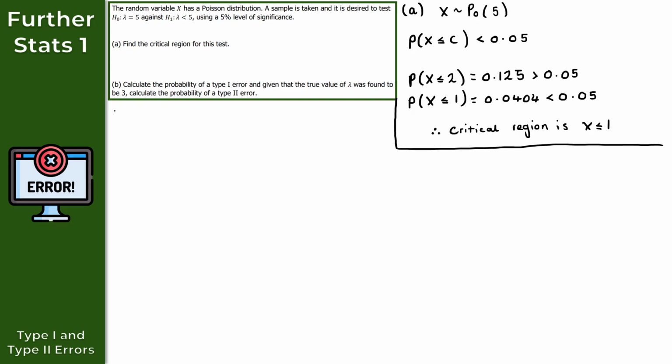So for part B then, it says calculate the probability of a type 1 error, and given that the true value of lambda was found to be 3, calculate the probability of a type 2 error. So again, this should probably say state the probability of a type 1 error because, if I change that to state, we have already found the probability of a type 1 error. So the probability of a type 1 error, let me just write this down again.